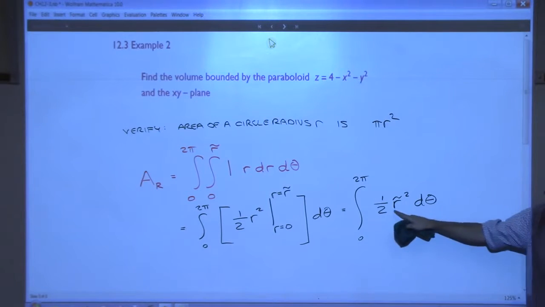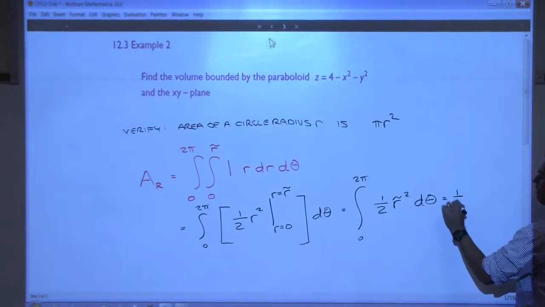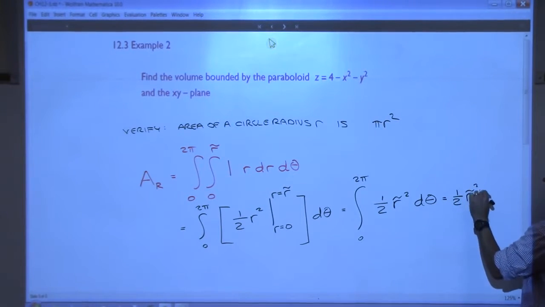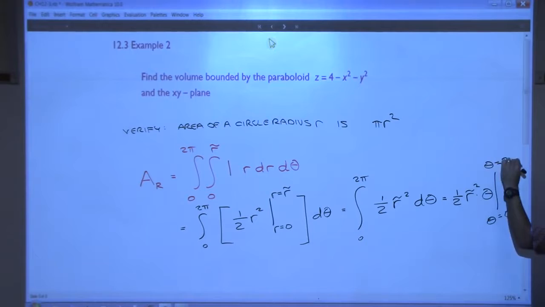And now integrate this with respect to theta. This is all a constant, isn't it? So the antiderivative of that is 1/2 r tilde squared times theta, evaluated from theta equals 0 to 2 pi.